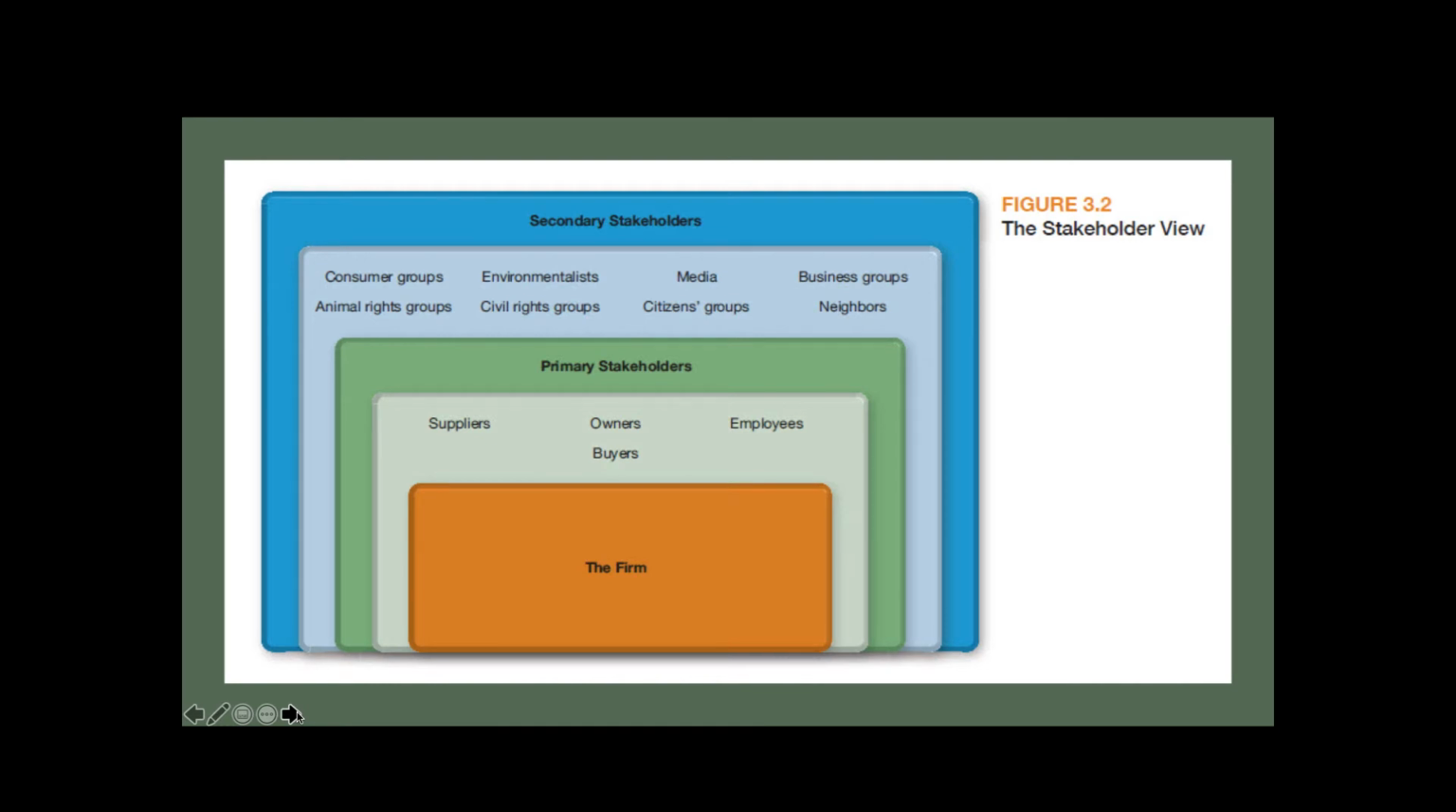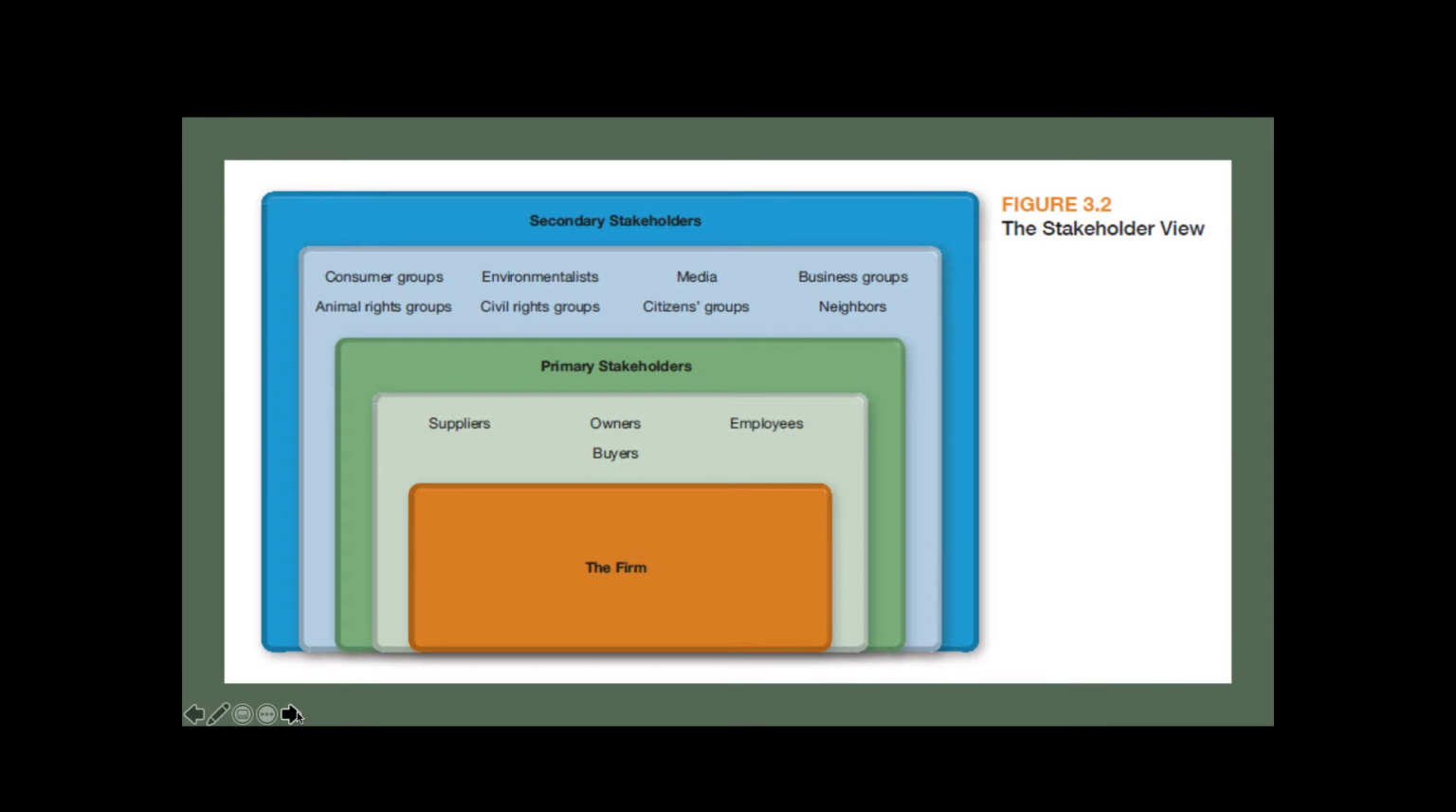And so if you look at the slide, consider the types of secondary stakeholders that are listed in this diagram. Other business groups, neighbors, the media, citizens groups, consumer groups, animal rights groups, civil rights groups, environmentalists. All of those folks have a stake, an interest in the outcome and behaviors of the firm. They have a right to be concerned if a firm acts in such a way as to violate particular groups' civil rights. They have a right to be concerned if the company is behaving in such a way as to harm the natural environment.